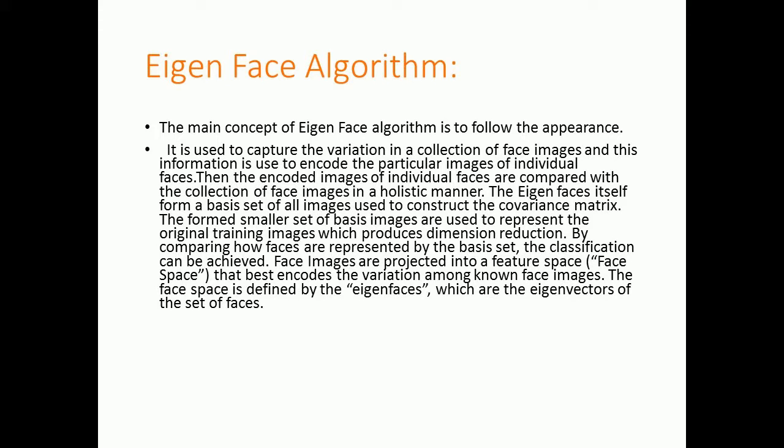The Eigenfaces themselves form a basis set of all images used to construct the covariance matrix. The formed smaller set of basis images is used to represent the original training images, which produces dimension reduction. By comparing how faces are represented by the basis set, the classification can be achieved. Face images are projected into a feature space, face space, that best encodes the variation among known face images. The face space is defined by the eigenfaces, which are the eigenvectors of the set of faces.